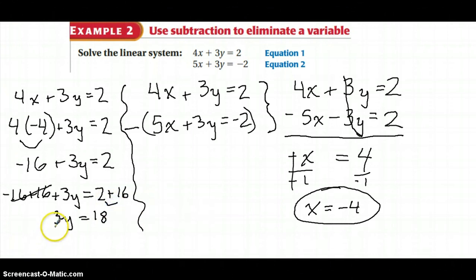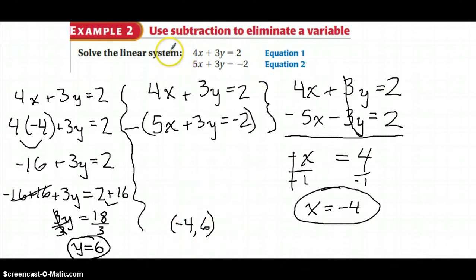All right, and now I'm going to divide on both sides by 3 to cancel out. And so I figure out y equals 18 divided by 3. And you know 18 divided by 3 to be 6. And so now I've got my x term, I've got my y term, and now I'm going to put those coordinates into ordered pair form. So my x is negative 4, and my y is 6. And so that's the solution to both of these equations.